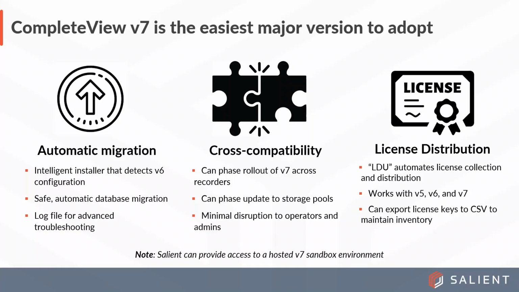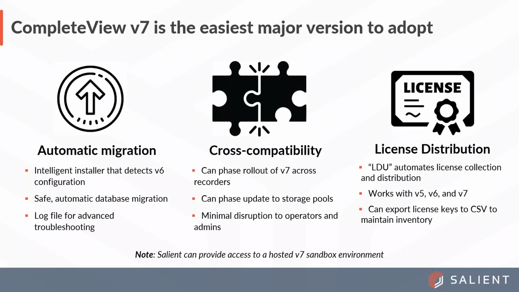But the other thing I want to highlight is the team spent a tremendous amount of time making version 7 very easy to adopt. And instead of highlighting some of the other more minor features, I also think it's so important to spend a moment talking about how it is actually the easiest major version to adopt from Salient. Because we did a few things that I think are out of the norm, not just for Salient, but really just for the industry as a whole. We built in an automatic migration directly into our installer.